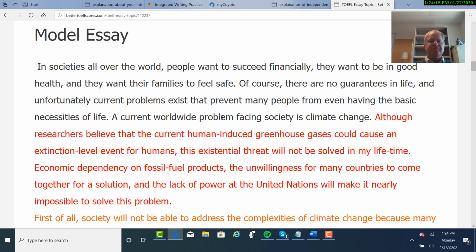Now here's the thesis. Although researchers believe that the current human-induced greenhouse gases could create an extinction-level event for humans, this existential threat will not be solved in my lifetime. Economic dependency on fossil fuel products, the unwillingness for many countries to come together for a solution, and the lack of power at the United Nations will make it nearly impossible to solve this problem. So there's my thesis. Notice I didn't say this problem cannot be solved for several reasons. That's a template, but I didn't use that here.